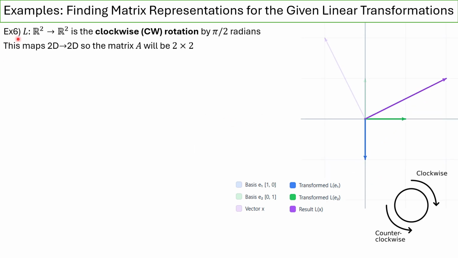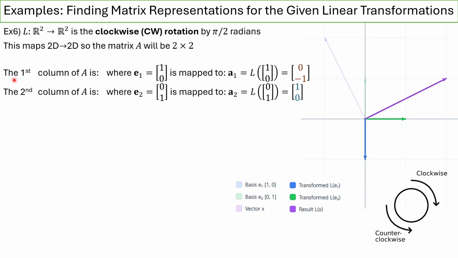For the next example, we have a transformation that now rotates vectors in the plane by 90 degrees, or pi over 2 radians, in a clockwise way. All right, so that's going to go clockwise. I have a little diagram here to show clockwise and counterclockwise. It follows the hands of a clock if it's clockwise. All right, this maps two-dimensional space to two-dimensional space. So the matrix A will be 2 by 2.